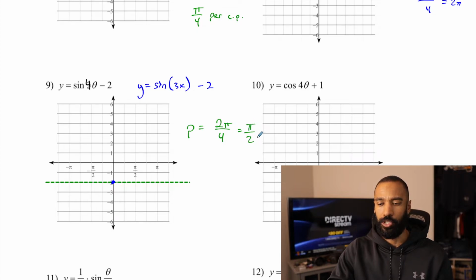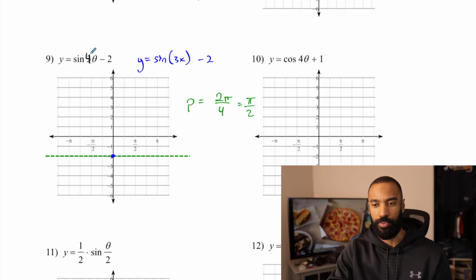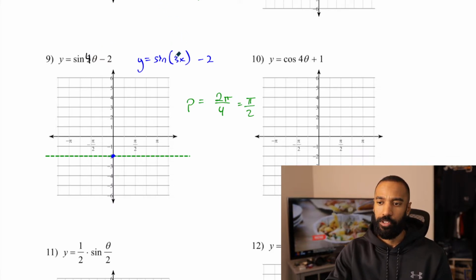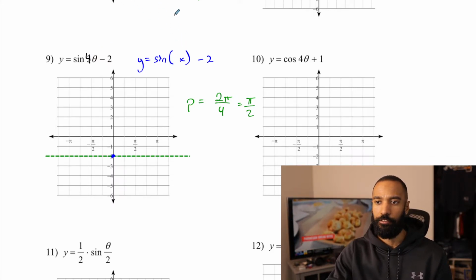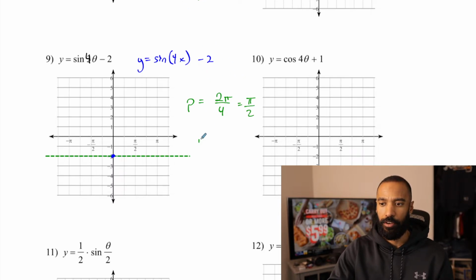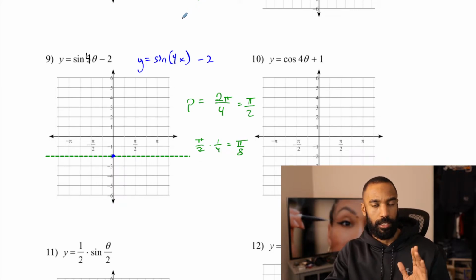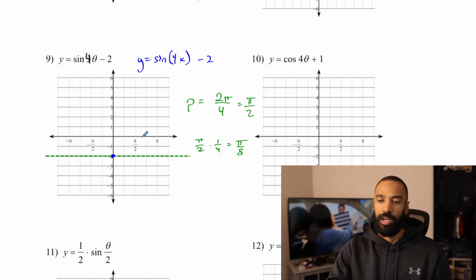The period is pi over 2. Now, this is going to be skinnier, and that's fine. I'm totally changing this up. It's going to take pi over 2 units to complete a full wavelength here, which means what happens when you divide pi over 2 by 4? When you multiply that by 1/4, that's going to be pi over 8. Every pi over 8 increment is another peak, midline, or trough of some sort.